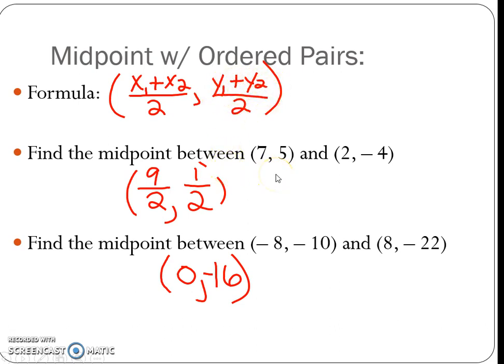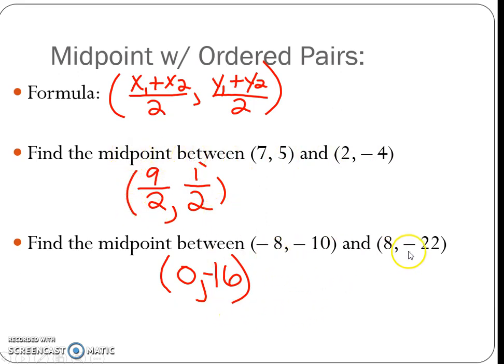So let's look at the example here. Find the midpoint between (7, 5) and (2, -4). So you want to label x1, y1, x2, y2. x1 plus x2 is 7 plus 2, which is 9, divided by 2. So 9/2 is your midpoint for x. y1 plus y2 is 5 plus -4, which is +1, so 1/2. So the midpoint for y is 1/2. So basically you take the x's divided by 2, you take the y's divided by 2, and that's your midpoint. This is the midpoint.